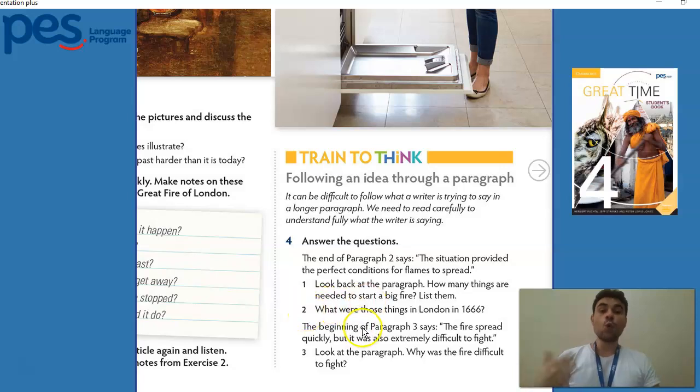And then number 2, what were those things in London in 1666? Well, the spark, as we saw, came from the ovens in the bakery. The fuel was the food and oil in the houses, and also the wood, coal, and winter supplies from the warehouses. Okay? And the oxygen, sorry, I forgot the oxygen. The oxygen came from the strong wind that was blowing. Okay, so these are the answers for questions number 1 and 2.